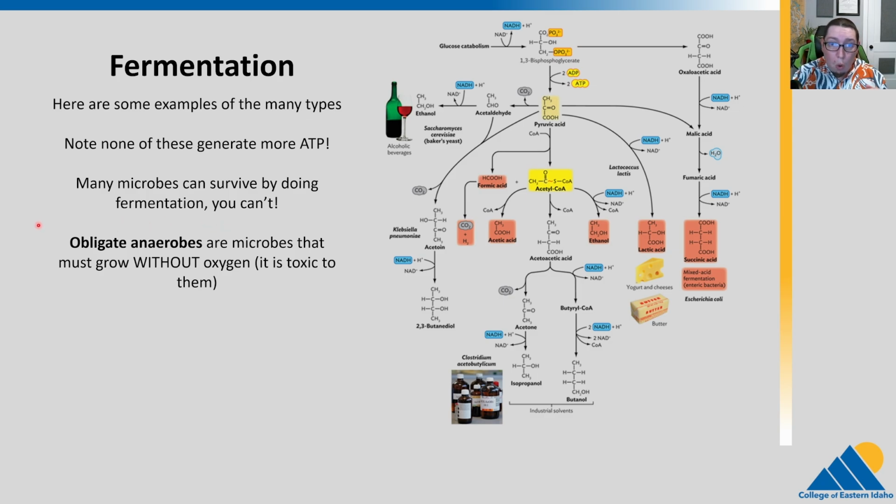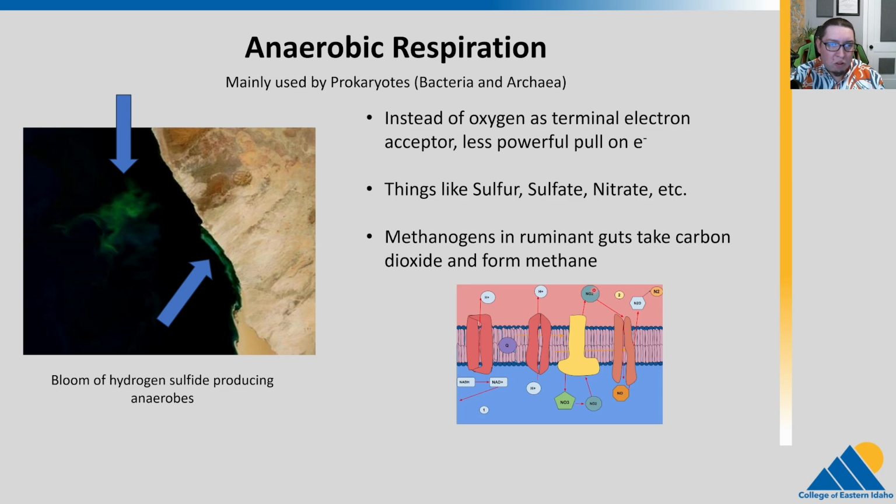There are whole groups of microbes called obligate anaerobes that grow without oxygen, so they can never do that aerobic respiration. In fact, oxygen is toxic to them. Now, not all obligate anaerobes do fermentation. Many of them do, but some of them do a different thing called anaerobic respiration. This is mainly prokaryotes, so bacteria and archaea, but anaerobic respiration is respiration without oxygen as the terminal electron acceptor.